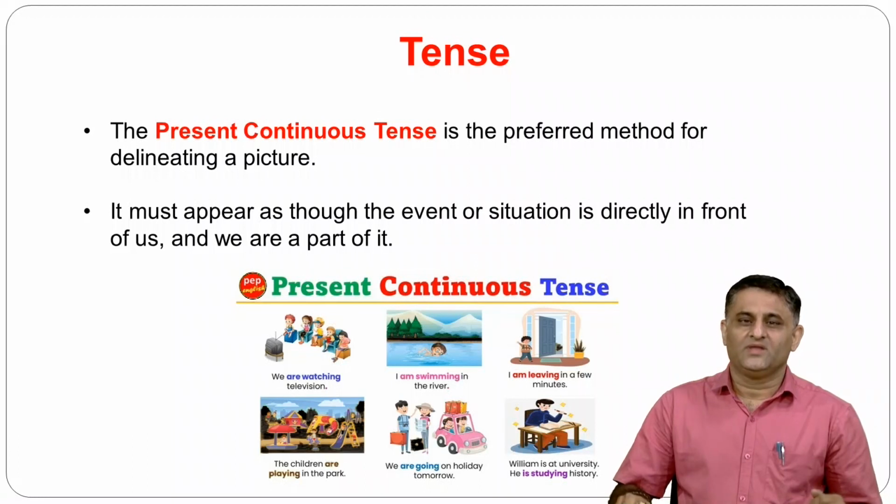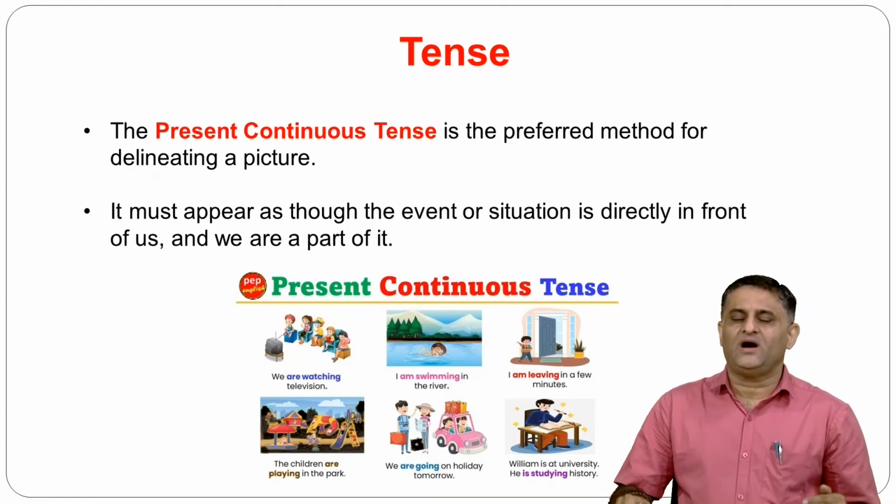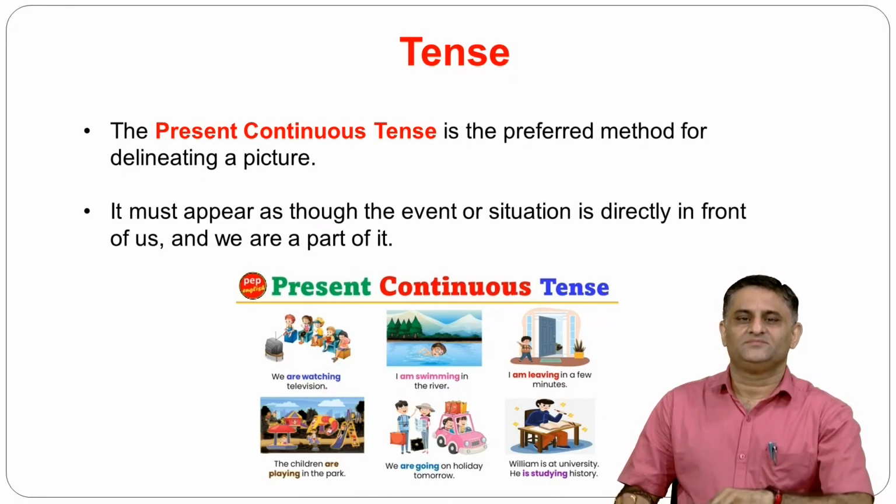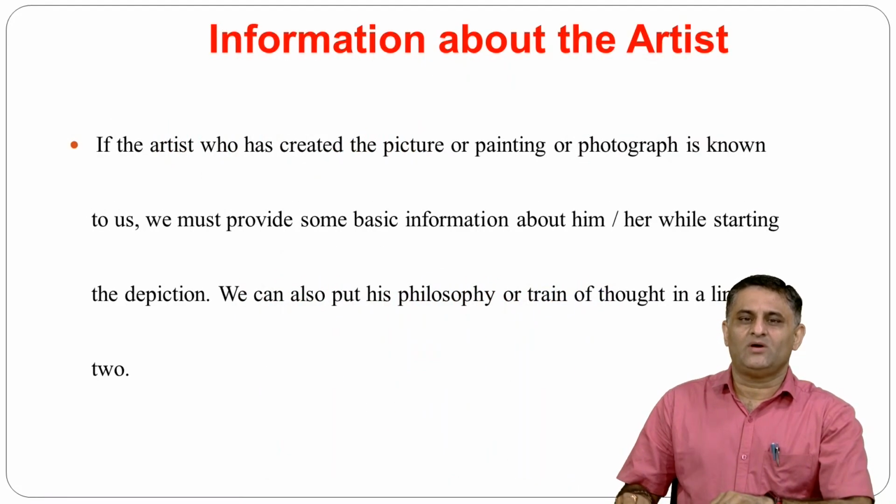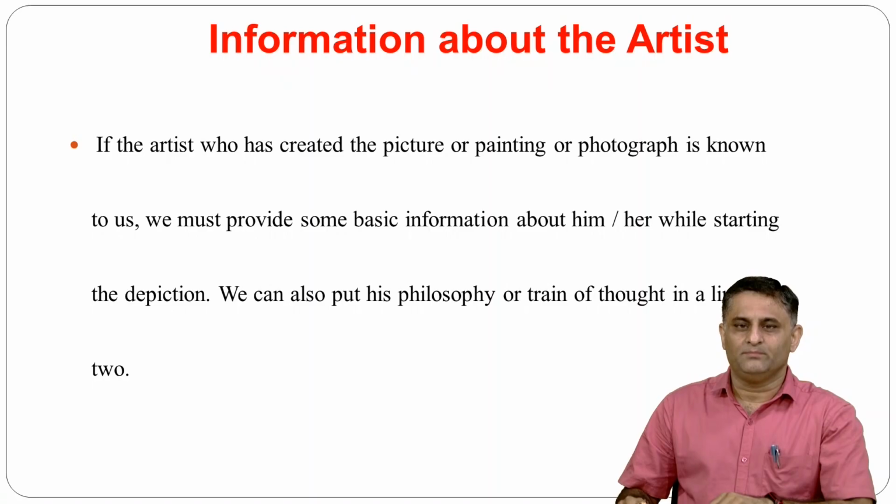You can feel it. This helps create a more vivid and immersive description, making the listener or reader feel like they are part of the scene. Next slide is all about information about the artist. If the artist of a picture, painting or photograph is known, mention some basic details about them at the beginning of your description. You can also include a brief note about their philosophy or artistic style to provide context and enhance the understanding of the image.